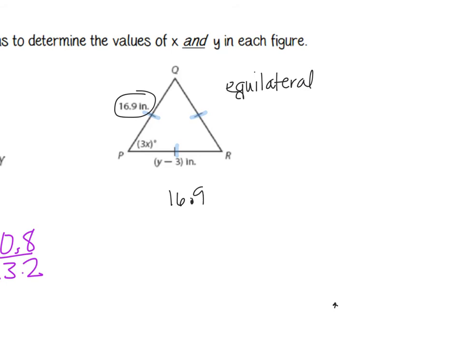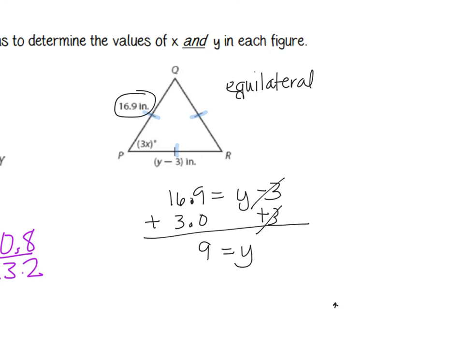So I can set up this piece, 16.9 is equal to y minus 3. So then I have to just isolate my variable. To do that, I would add 3 to each side. And remember, when you're adding with decimals, you do need to keep them in alignment. So I do like to go ahead and add that 0.0. It just helps me keep it in alignment. And I am left with y equals 19.9.